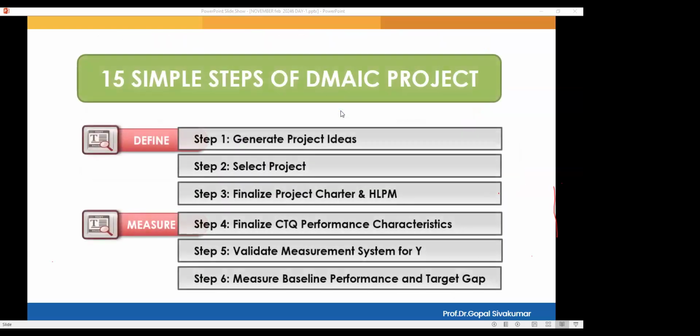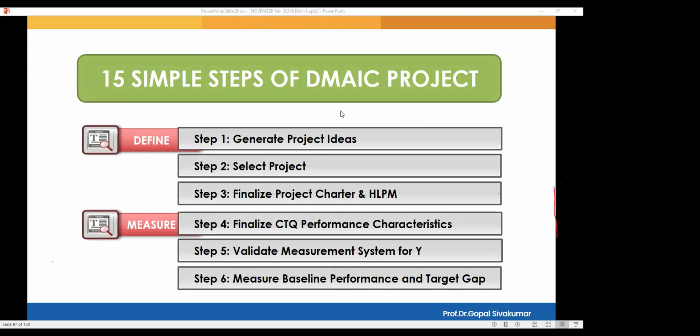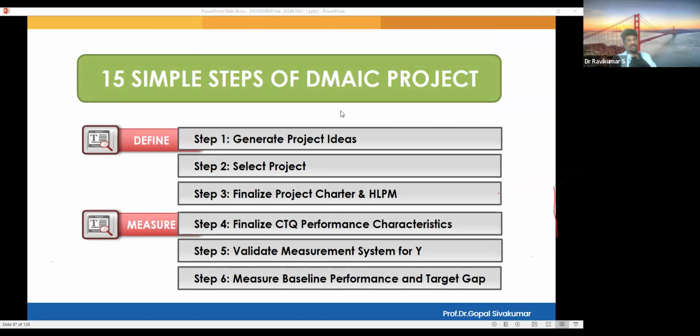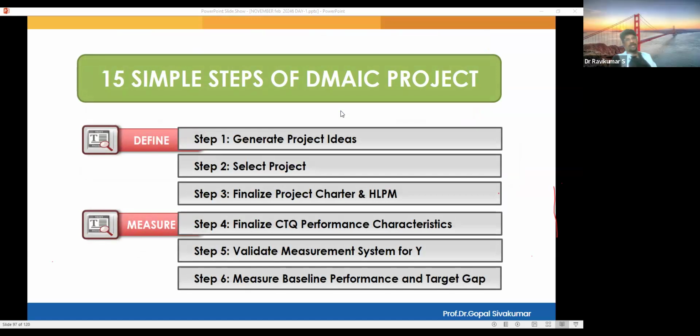Okay, so the Six Sigma DMAIC methodology has 5 phases. Every phase has 3 steps. First, we are going to look into the define phase. What are the 3 steps in the define phase?